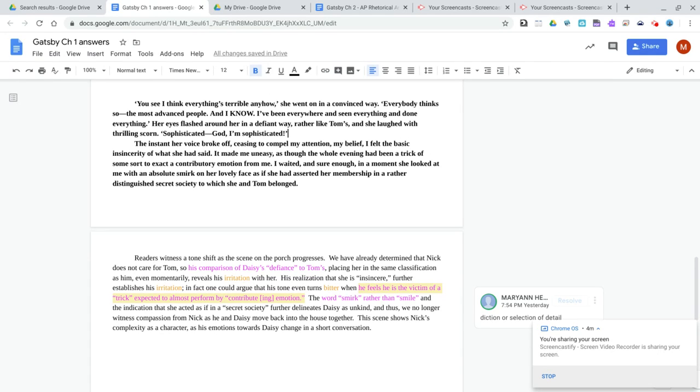His realization that she is insincere further establishes his irritation. In fact, one could argue that his tone even turns bitter when he feels he is the victim of a trick expected to perform by contributing emotion. The word smirk rather than smile, and the indication that she acted as if in a secret society, further delineates Daisy as unkind, and thus we no longer witness compassion from Nick as he and Daisy move back into the house together. The scene shows Nick's complexity as a character as his emotions towards Daisy change in a short conversation.